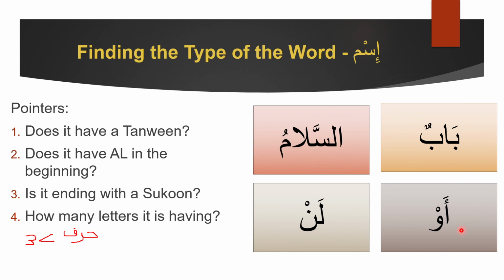Aw. Aw means what? First look at it. It has a sukoon. So we already know that it's not an ism. Plus, it is less than three. How do we know it's less than three? There's a hamza and a waw, no other letter. This means that it's most probably a harf. And yes, it is a harf. Then after that comes lan. Lam, noon. Again, two letters, sukoon, definitely not an ism, most probably a harf. And in this case, it is a harf.